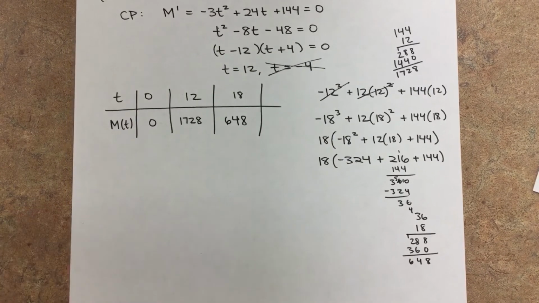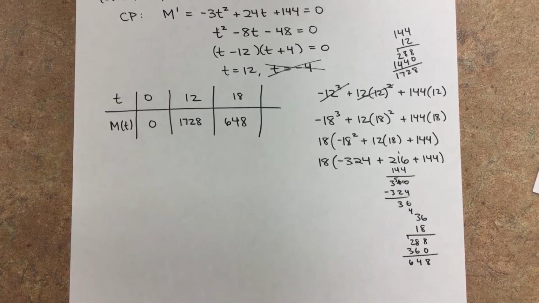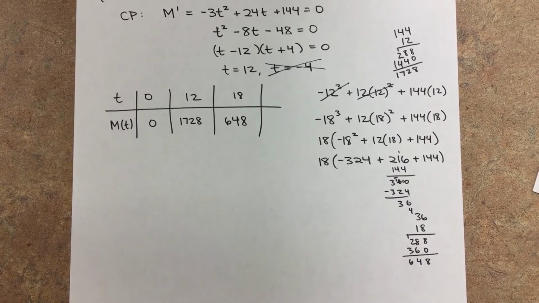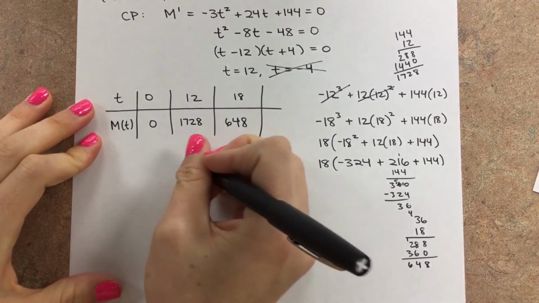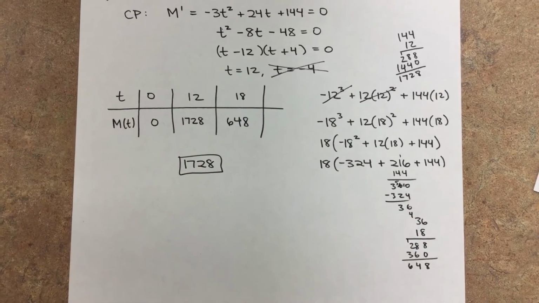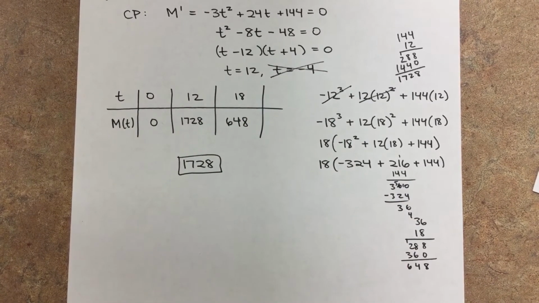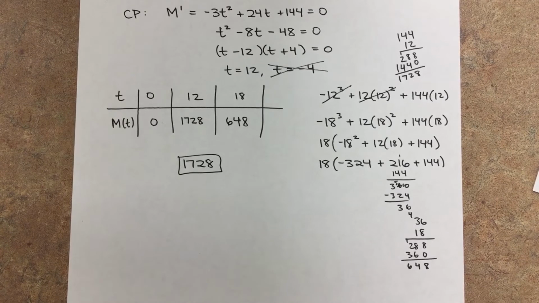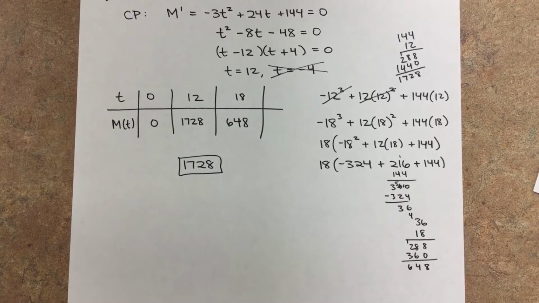We are looking for the absolute maximum number of mosquitoes. Now, if you read carefully, they say, what is the absolute maximum number? So the number is the 1728. Sometimes they say, when does that maximum occur? And then you would want to give t equals 12, but they said, what is the number? So we give the 1728. And then it said justify your answer.